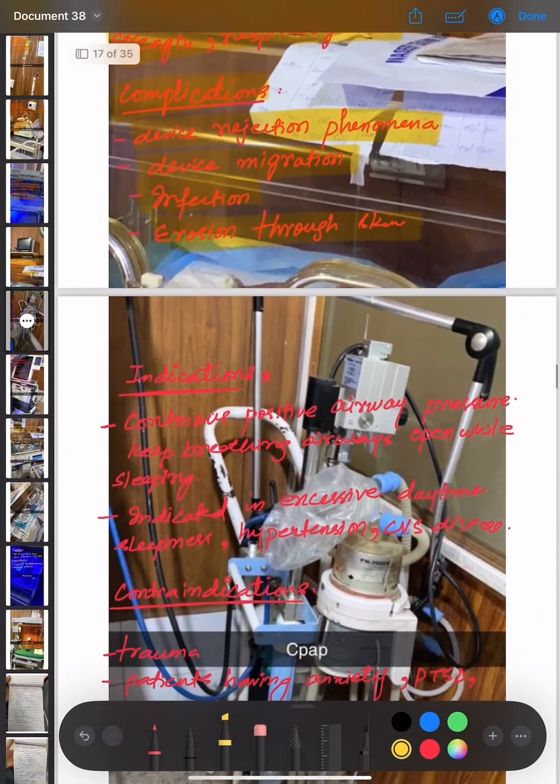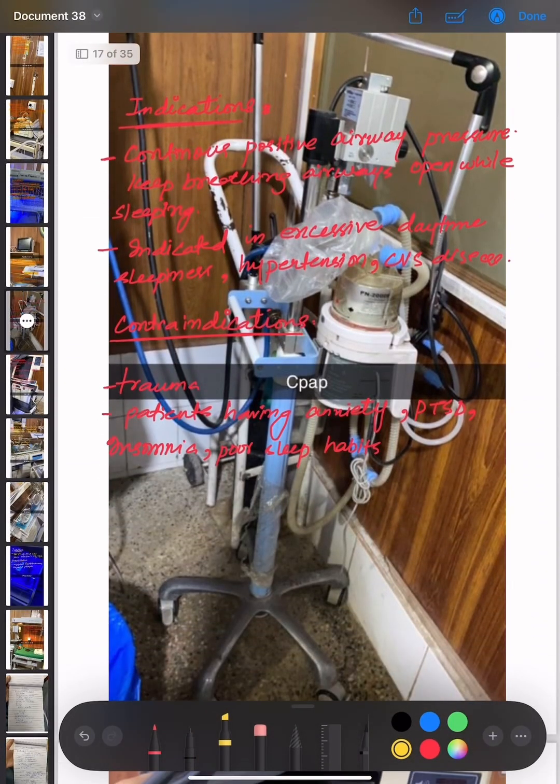The next instrument is CPAP. It is continuous positive airway pressure. CPAP stands for continuous positive airway pressure, and it keeps the breathing airways open while sleeping, and it is indicated in excessive daytime sleepiness and hypertension and CVS diseases. CPAP is used in case of hypertensive and CVS diseases and in excessive sleepiness.